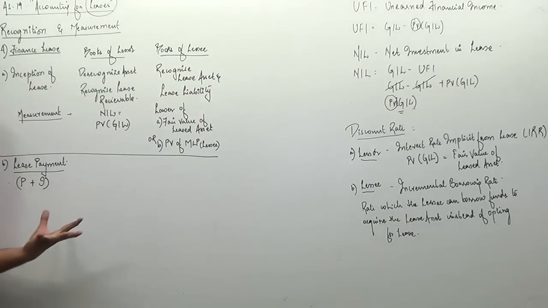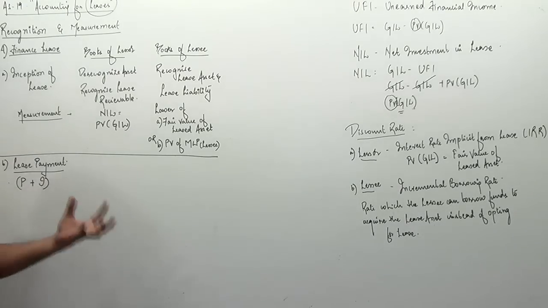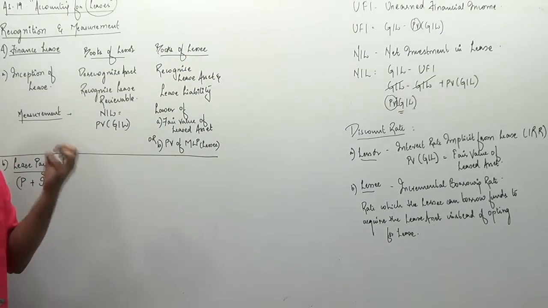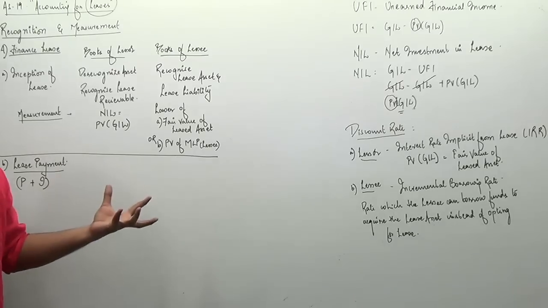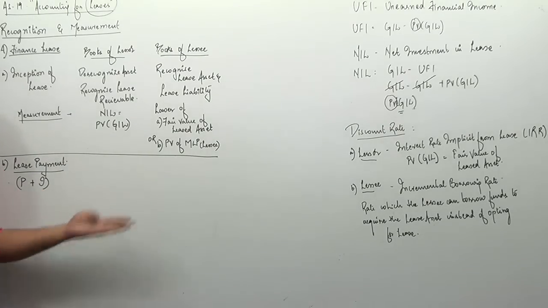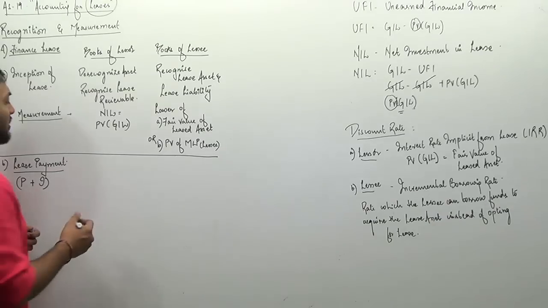We'll start splitting it like how we do for a hire purchase. In hire purchase, I'll recognize the hire purchase asset, and every installment is split into two parts, a principal and the interest portion. Same thing I'm trying to do even here. Now, give me the recognition part of it.